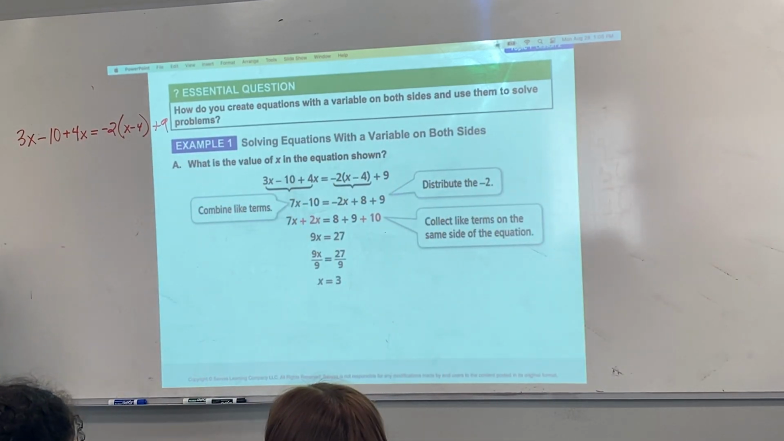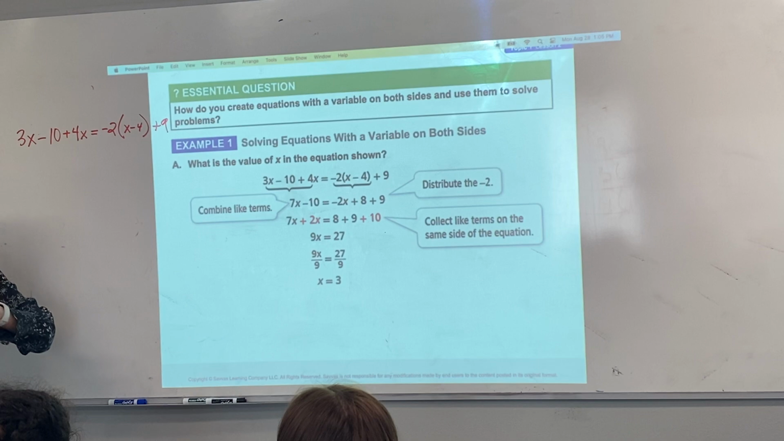Now, there are a couple of things that might jump out at you as to how you want to start simplifying this. We can't really solve anything yet, right? It's gonna take a lot of steps to solve it, but we can start by simplifying, making things simpler. It says, what is the value of x? We want to find the value of x, but before we solve, we need to simplify. Yes, we can combine like terms.